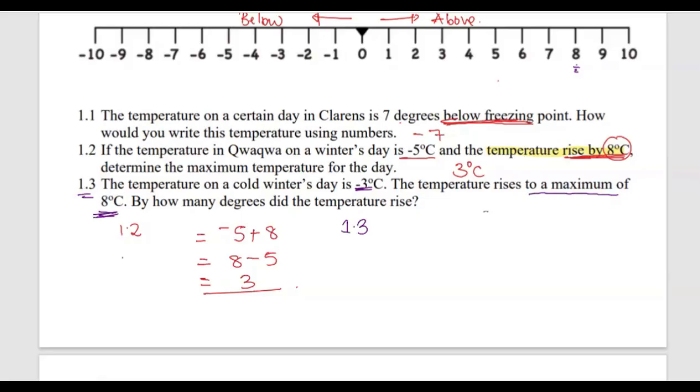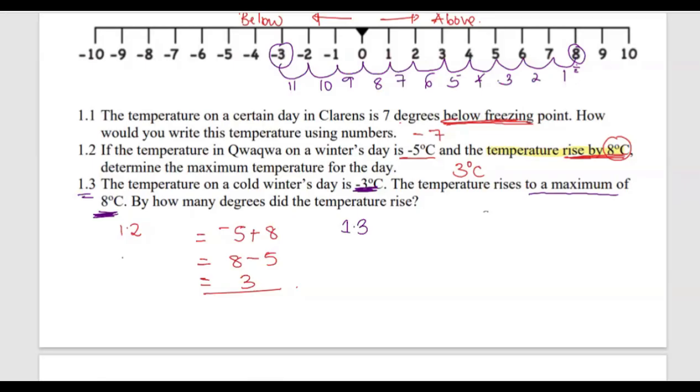So from -3, we are going to say from 8 here, we need to go 1, 2, 3, 4, 5, 6, 7, 8, 9, 10, 11. Why am I stopping here? Because it was at -3. Then it has become 8. By how many? So we are seeing that it has risen by 11. You understand? So this is 1, 2, 3, 4, 5, 6, 7, 8, 9, 10, and 11.